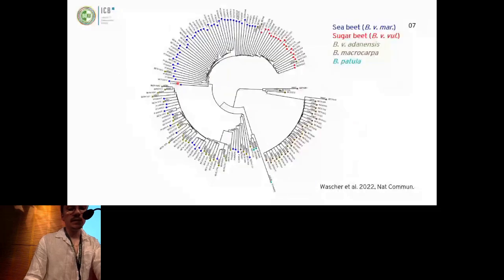Here the sea beets, here Beta macrocarpa, and here Beta adenensis. The nice thing is that we could separate all of the groups very well, but I have to tell a little story, because here you see a lot of blue dots in the adenensis accessions. When I started working with this data, I always found sea beets that were genetically super far away from the other sea beets.